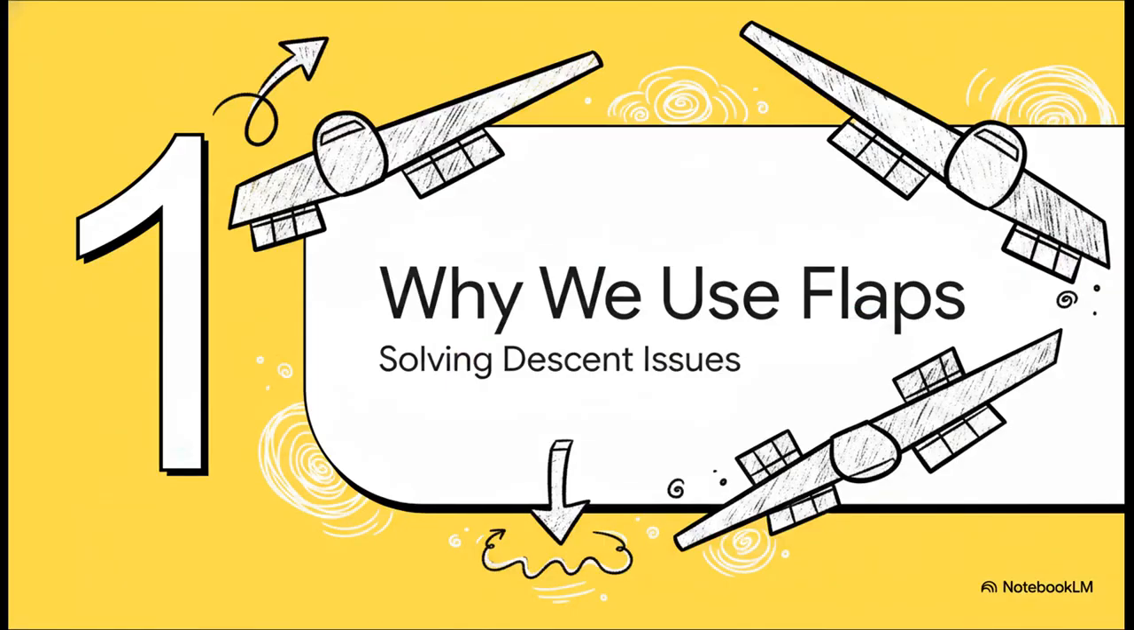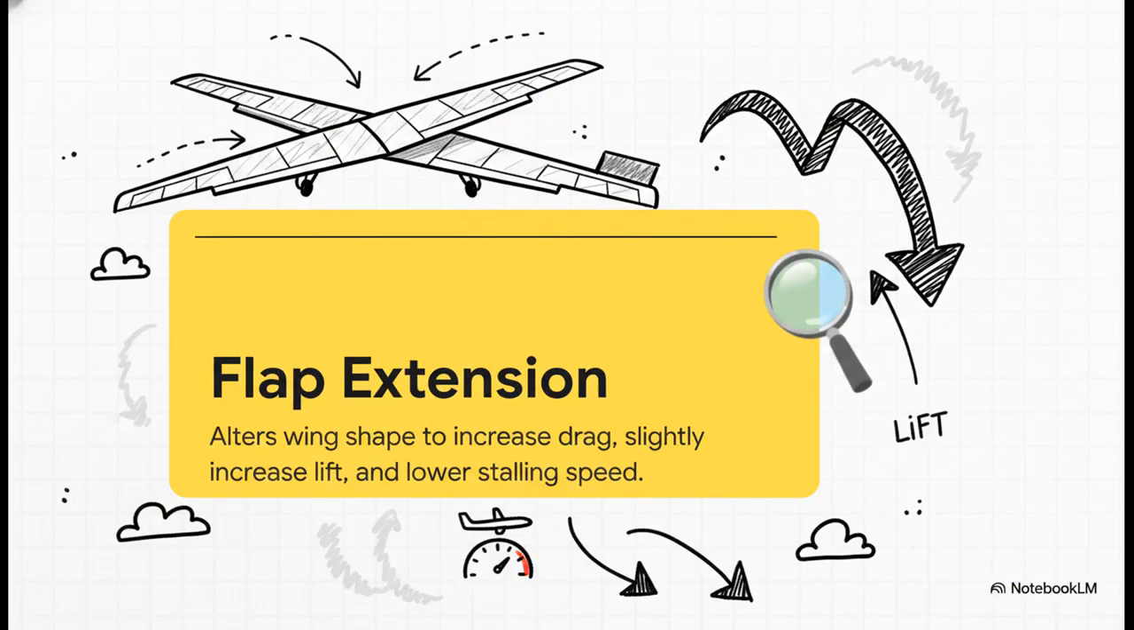All right, let's kick things off with section 1, why we use flaps to solve this whole descent problem. Think about what's actually happening mechanically. When you extend the flaps, you are physically altering the shape of the airplane's wing. Doing this gives you a small bump in lift, but more importantly, it creates a massive proportional increase in drag. It's kind of like throwing out an aerodynamic anchor. Plus, and this is key, it lowers your stalling speed.